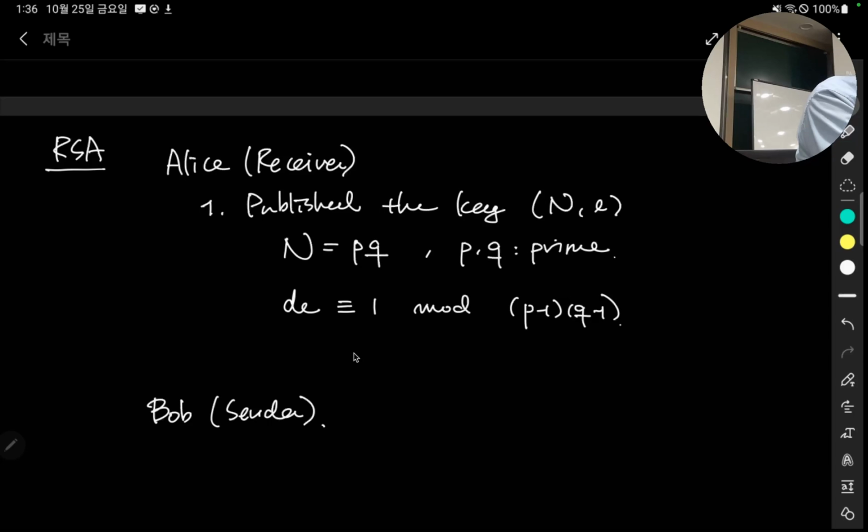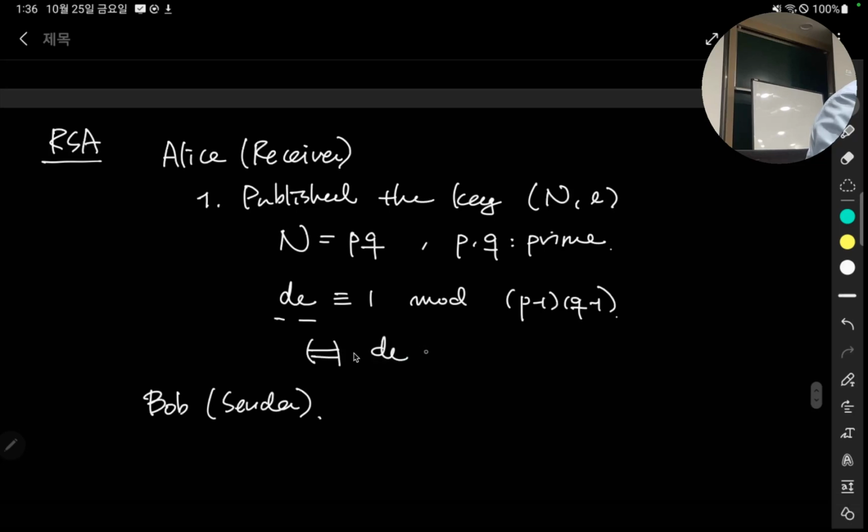So what do I mean by this? D and E are both natural numbers, and E is a number that multiplied with some other number D becomes 1 when you divide by P minus 1 times Q minus 1, and the remainder is 1. So let me write it this way. DE is P minus 1, Q minus 1 times K plus 1. Mod means that it's the remainder after you divide by the number next to the mod. Okay?